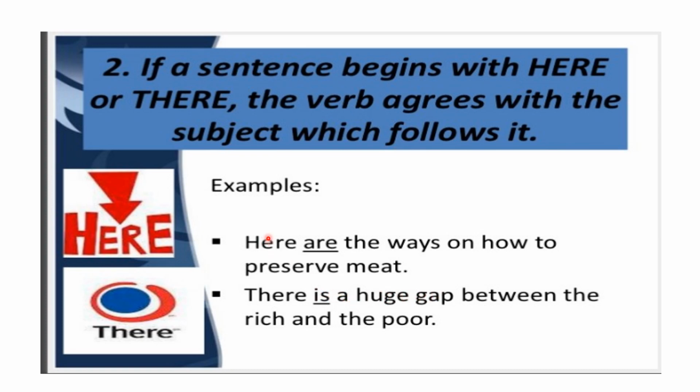So when there is here or there, the verb will agree with the subject that follows it. So here the subject is the ways and here it is a huge gap. Therefore you have used are here, and here you have used is.